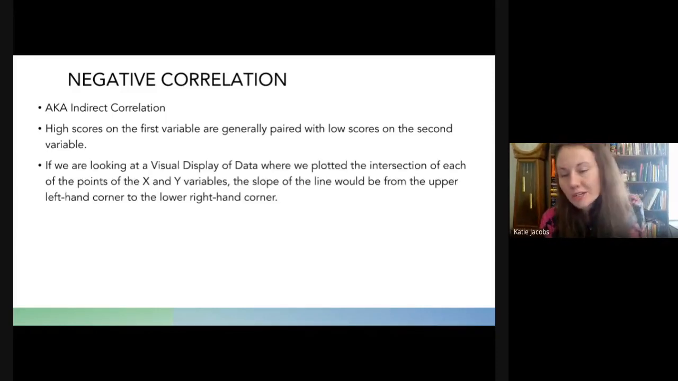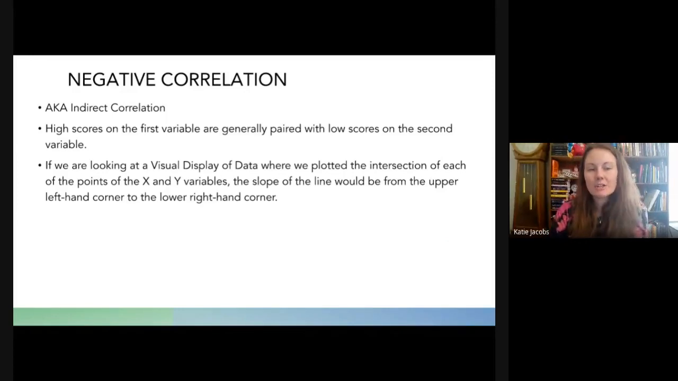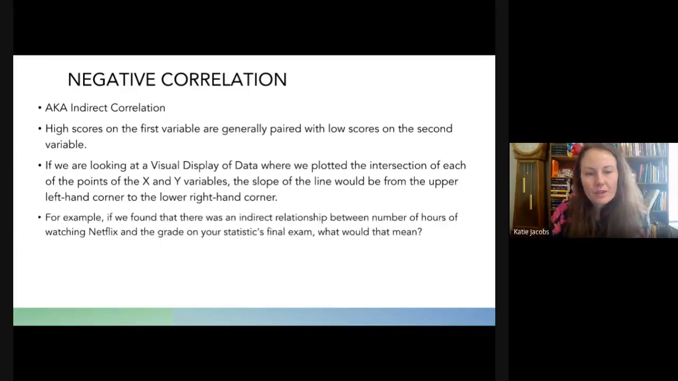So if we look at a visual display of data, so the scattergram, like I told you before, where we plotted the intersection of the points of x and y variables, the slope of the line would be from the upper left-hand corner to the lower right-hand corner. So if you remember slope, when we're talking about the slope of a line, like y'all learned in previous math classes. So for example, if we found that there was an indirect relationship between the number of hours of watching Netflix and the grade on your statistics final exam, what would that mean?